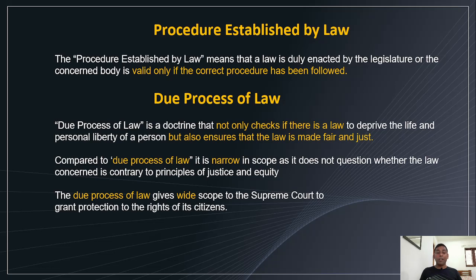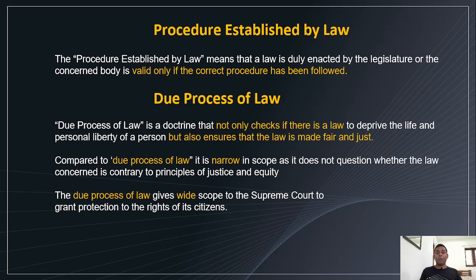But in due process of law, it not only checks if there is a law to deprive the life and personal liberty of a person, but also ensures that the law is made fair and just. In procedure established by law, we don't have any provision for whether the law is fair and just. We cannot probe into whether the law is made fair and just. But in due process of law, we have that provision.